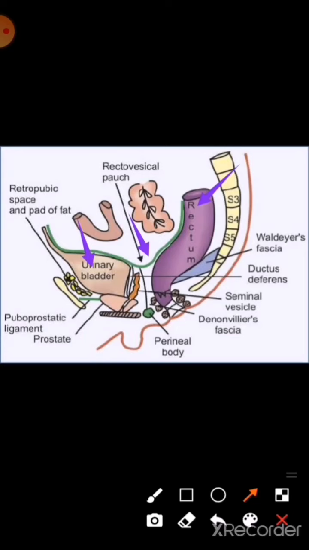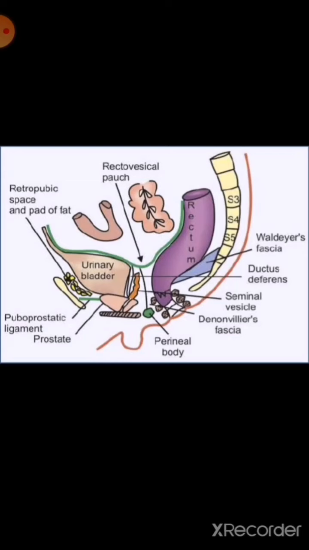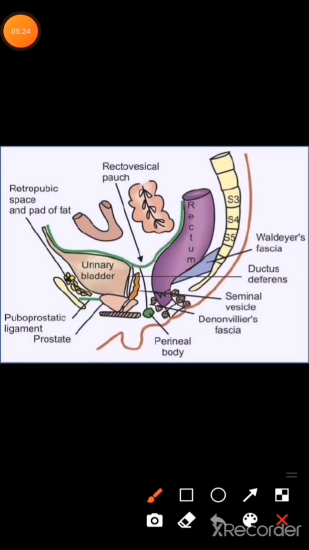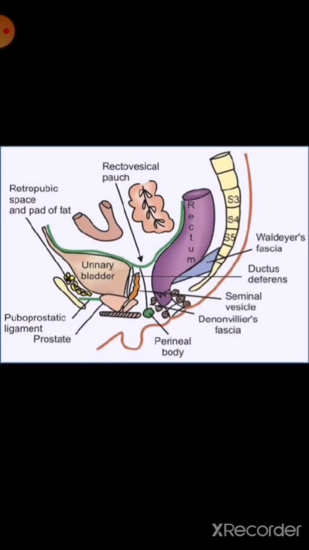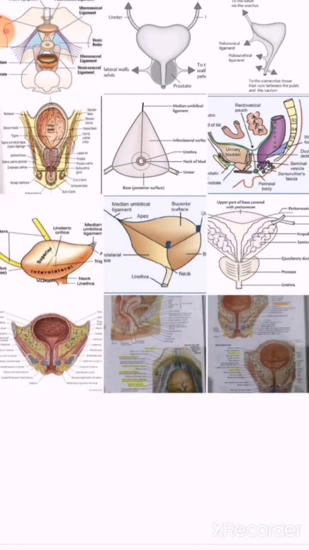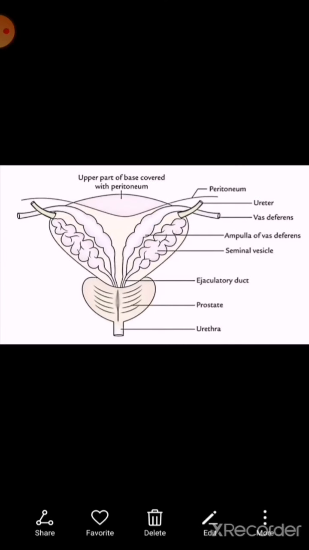Now, the lower part of the base in the male is related to the seminal vesicle and also to the termination of the vas deferens, so that's interesting. So, the lower part of the base is related to the seminal vesicle, represented here in orange, and also to the termination of the vas deferens, which is labeled over here. So, now these are the relations of the base in the male, and this is a view of the base of the urinary bladder of the male, and you can see the relations quite clearly.